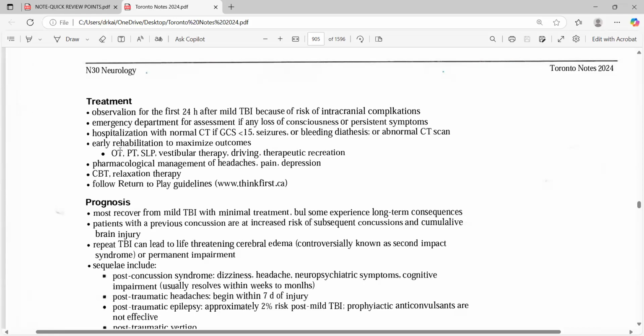Then pharmacological treatment for headaches. CBT is important because of the later depression, then relaxation therapies, and then return to play guidelines. So you can go to www.thinkfirst.ca.